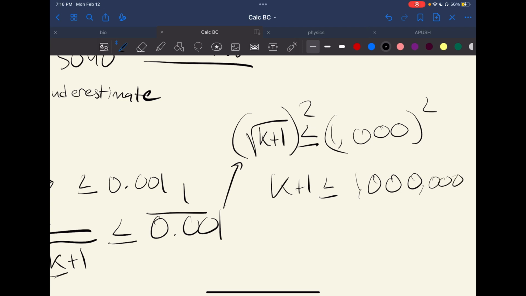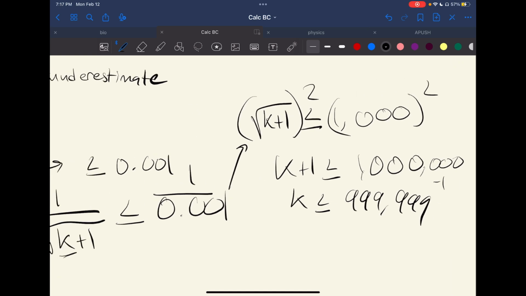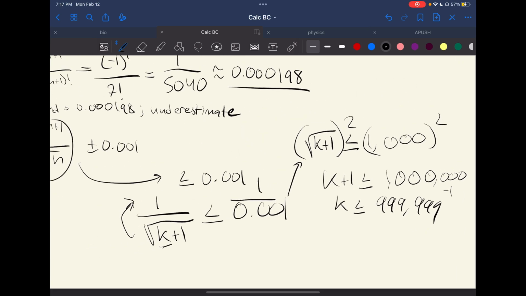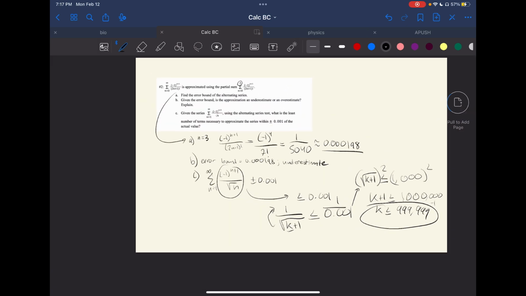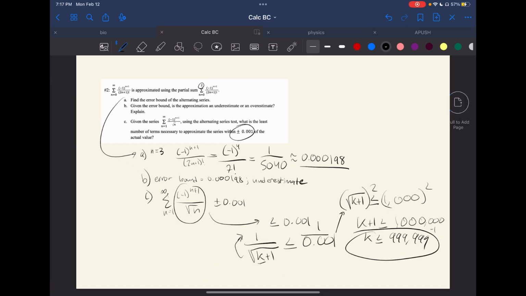1, 2, 3. And then k is less than or equal to 999, if you subtract 1 here. And yeah, that's going to be the least number of terms necessary to approximate the series within 0.001. So yeah, that's the answer.